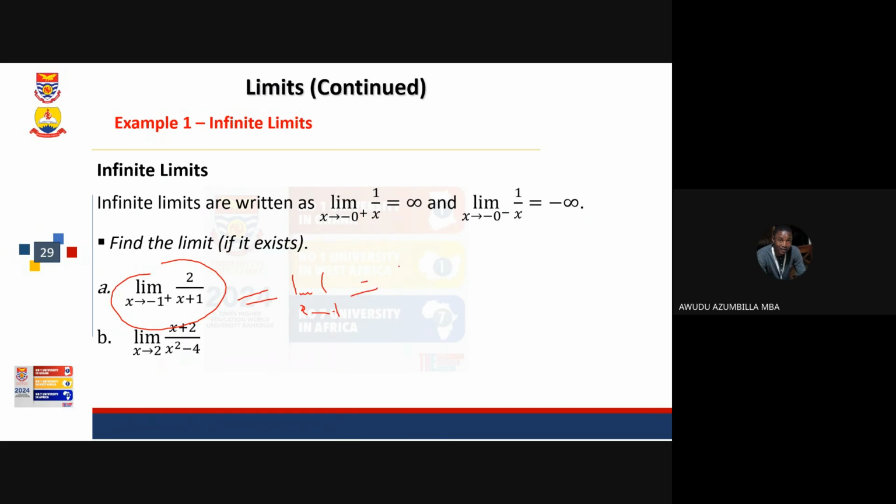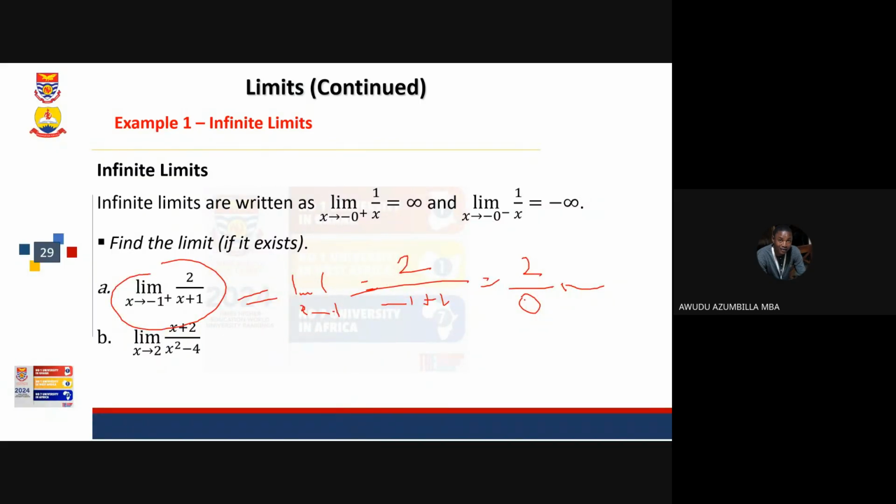if you substitute x there, that will be -1 plus 1. What are you going to get? You are going to get 2/0. If you put it in a calculator, it will give you math error. So it doesn't exist at all.